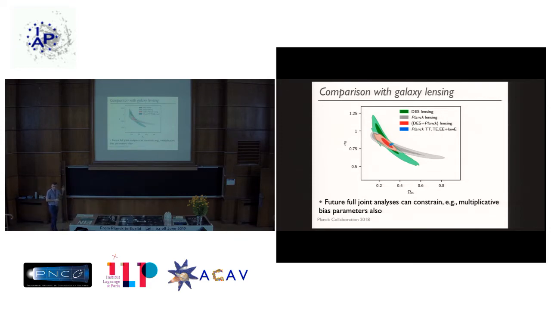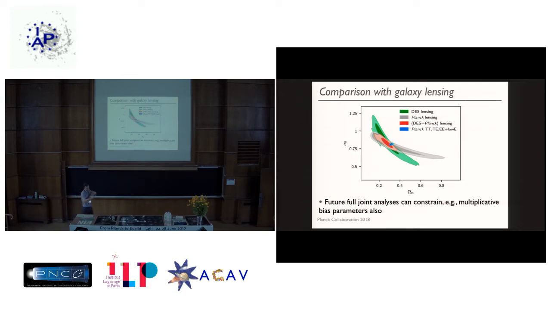Of course, you can play the same game with galaxy lensing. This is a story which is in a state of flux, as we heard about in Antony Lewis's talk earlier. Let me just make one point. This is comparing Planck lensing in gray, DES lensing of galaxies in green, the combination of the two in red, compared to constraints from the primary CMB in blue.